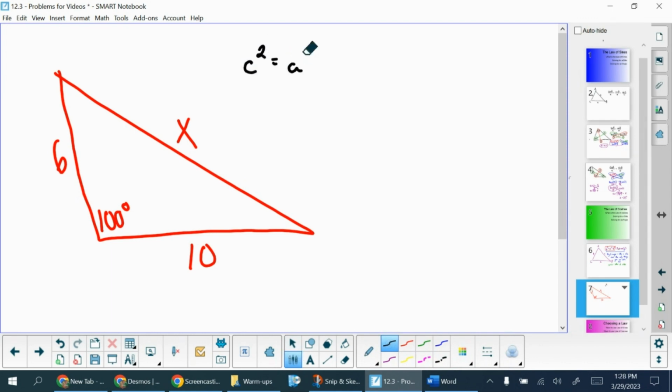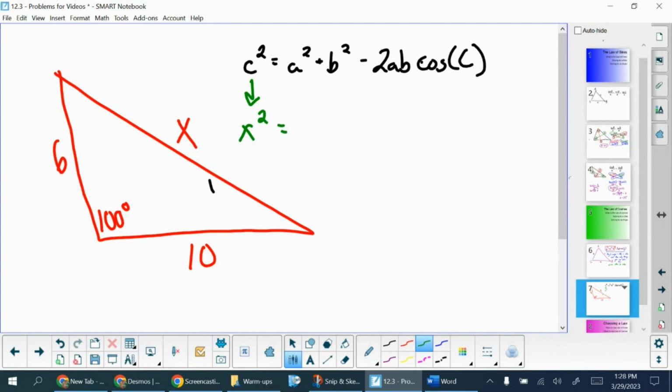C squared equals a squared plus b squared minus 2 times a times b times the cosine of angle C. And I'll start plugging these in. Remembering that the only two things I can solve for are either angle C or side C. The side I'm trying to solve for, x, has to be C. So I'll go ahead and put the x there. A and B are my other two sides, so 6 and 10.